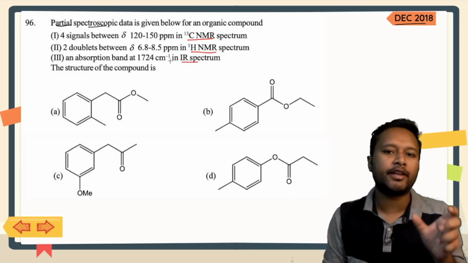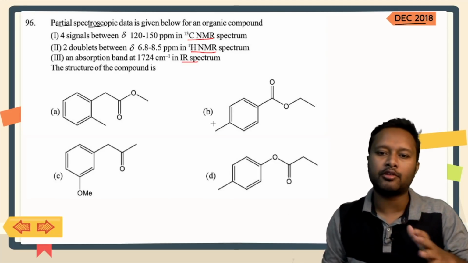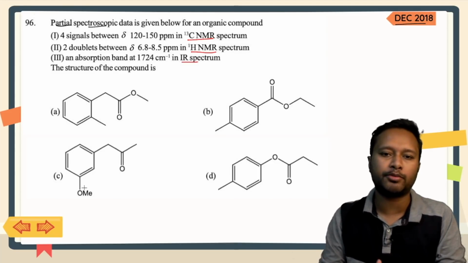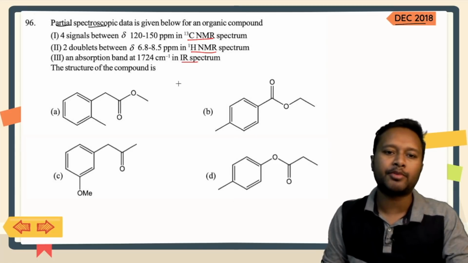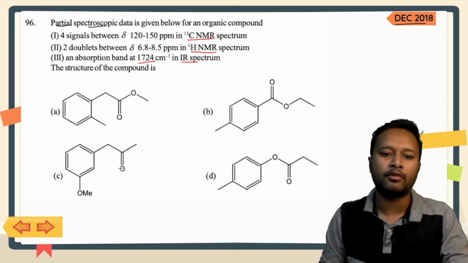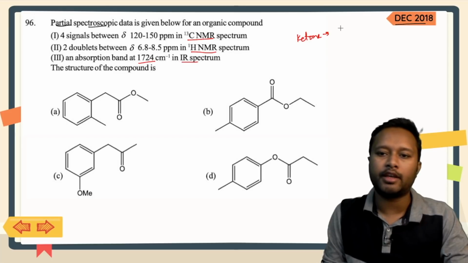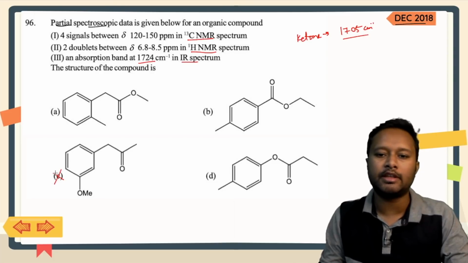So go for the IR data to understand the functional group, because in the options you have various different functional groups in the molecule. So the absorption band at 1725 cm⁻¹. Now, if you look at option C, it has a ketone. So 1725 is not for a ketone. You know that for a ketone the range is around 1705 cm⁻¹. So certainly option C is not the correct answer.